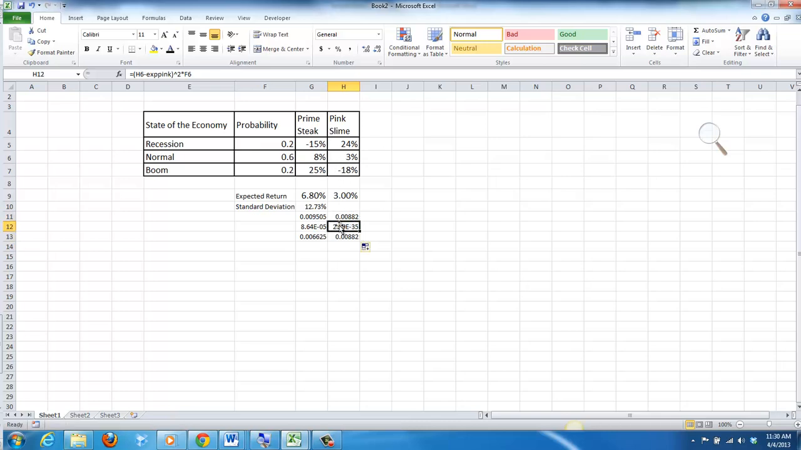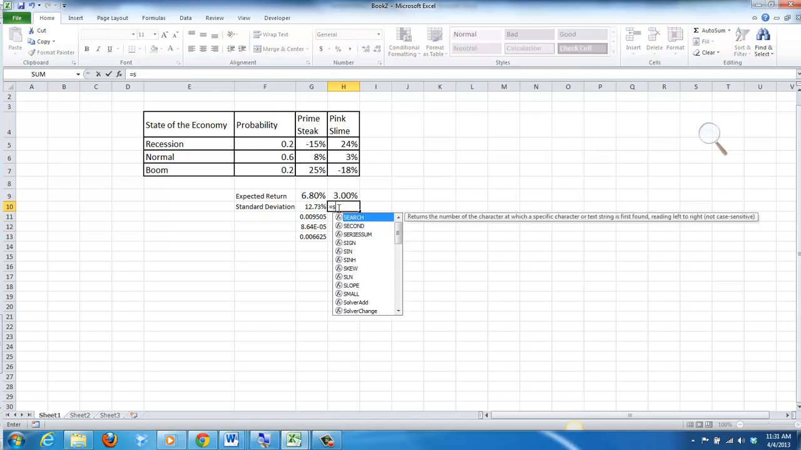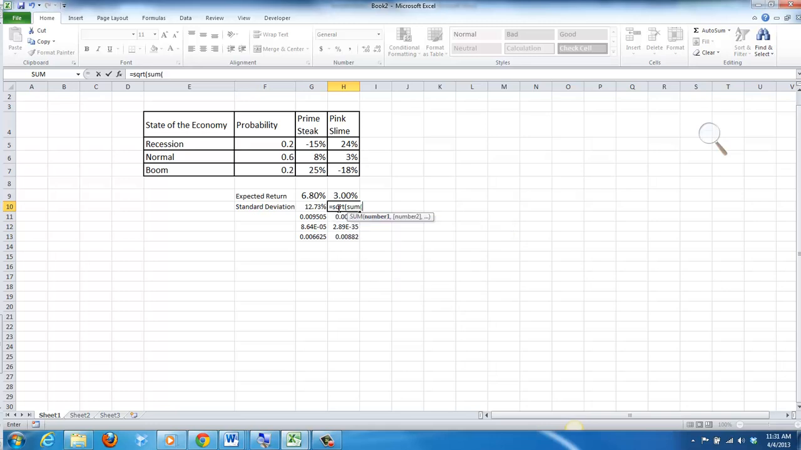You can see the formula. So it's H6. So that's right here, the 3% minus the expected return, which, by the way, is 0. So that's why this is 2.89 to the negative 35. It's essentially 0. And then I'm going to take the square root of the sum, and that gives me a standard deviation of 13.28%.